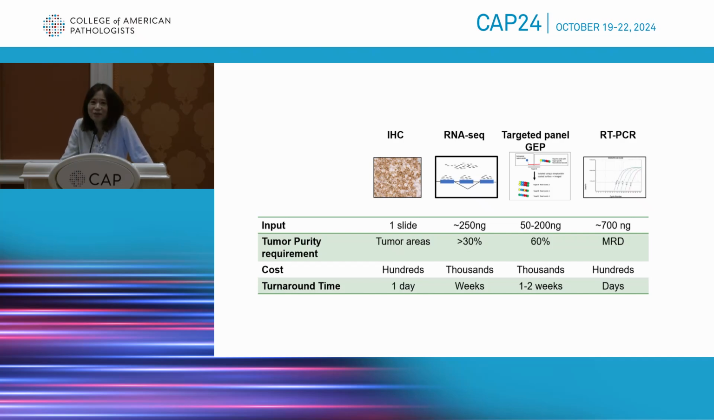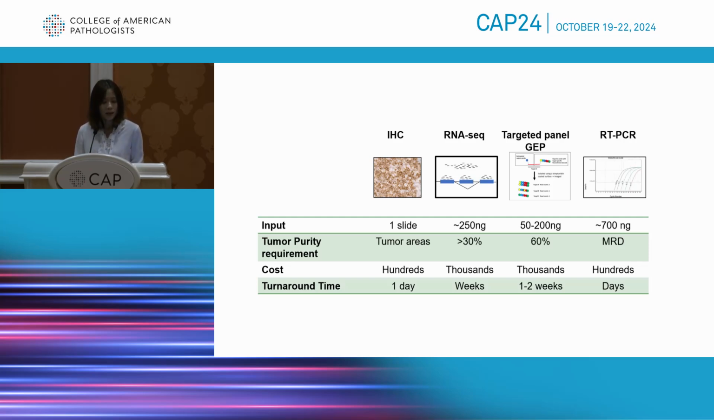This is a summary slide, and of course, this is an oversimplified summary, but we try to list a couple of methods you can potentially use when you consider gene expression profiling of your case. The first one is definitely our old friend IHC. We can get it within hours or days, but you need to know what you want to look at. You use one slide, you need to recognize the tumor, which we all will be able to do, and we are talking about hundreds of dollars.